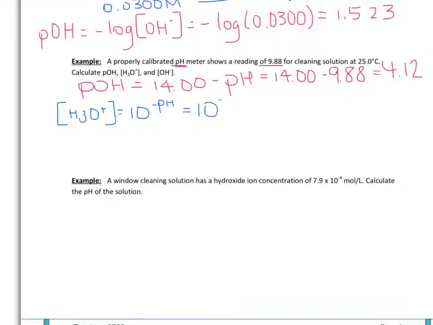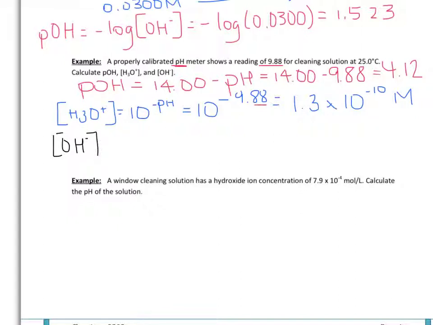So I have 10 to the negative, the pH is 9.88, keeping in mind our rules for significant figures. So 10 to the negative 9.88. Remember we're now calculating concentrations. We're going to have the same number of significant figures as there are decimal places in my pH. My pH has 2 decimal places, so I should have 2 significant figures. And that would be 1.3 times 10 to the negative 10. And then don't forget to include your units since you're calculating a concentration.